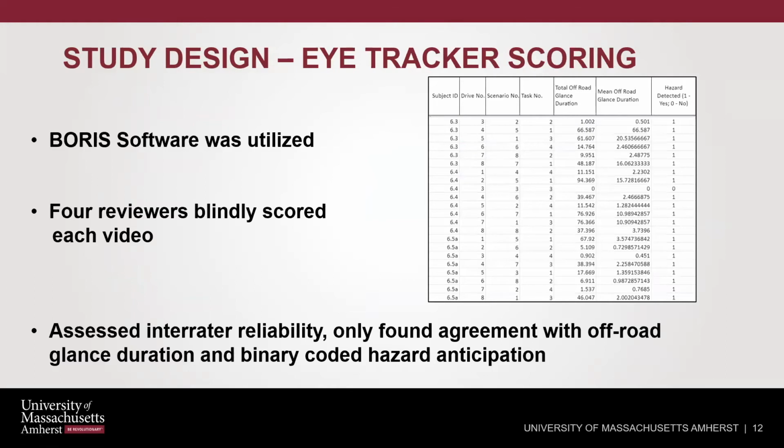And in order to understand their eye tracking, their eye movements, we use a software known as Boris, which is freely available online. 4 reviewers blindly scored each video for various different metrics derived from eye movements. But based on inter-rater reliability, we only found that off-road glance duration and binary coded hazard anticipation had higher reliability, and hence we decided to go forward with those two eye movement related metrics. Next slide.